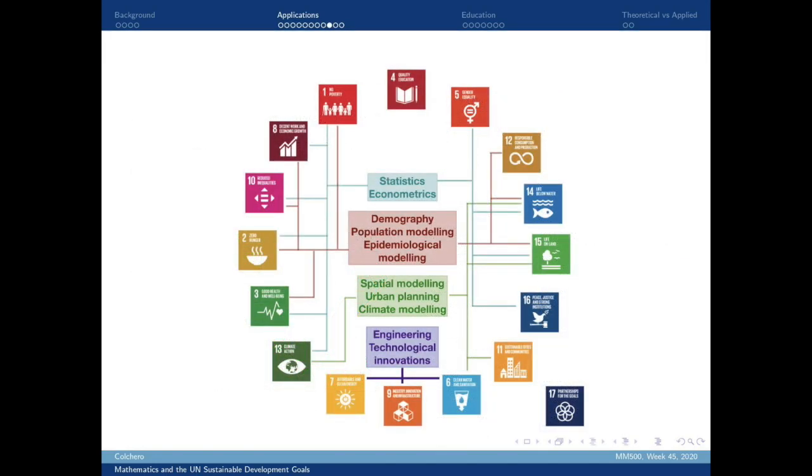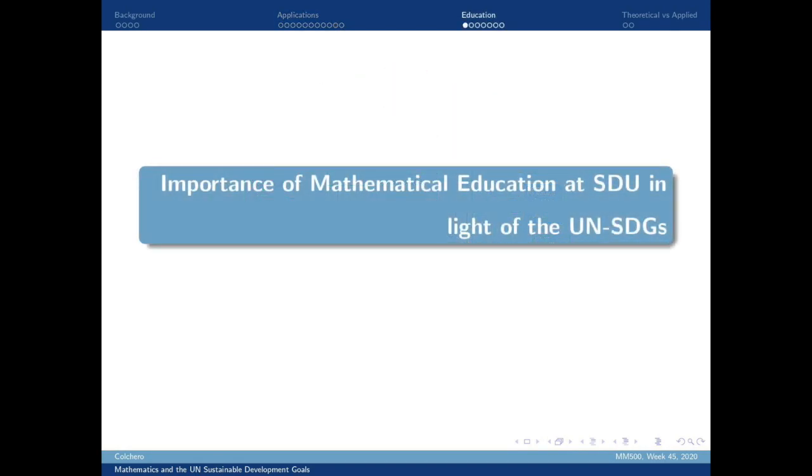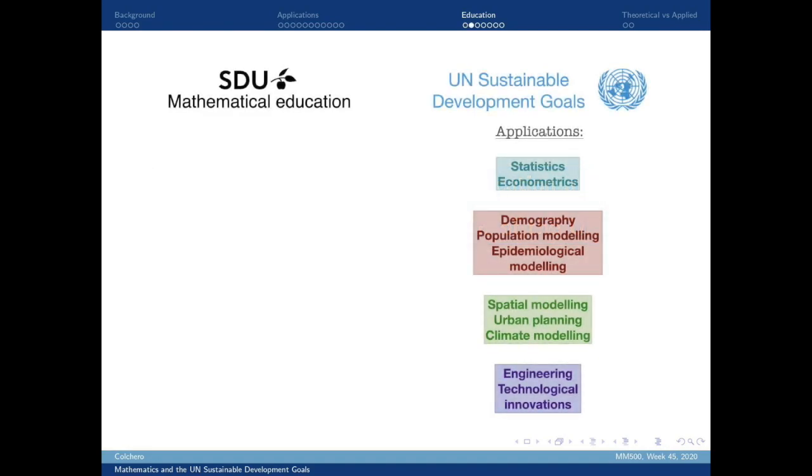Another branch of the applications of mathematics to the UN Sustainable Development Goals is tightly related to engineering and technological innovation. Any technological advance today requires a deep understanding of mathematics. And last but not least is mathematical education. To successfully achieve the UN Sustainable Development Goals, we need the most qualified mathematical professionals we can produce. Here we will explore how your mathematical education at SDU will give you invaluable tools to be uniquely positioned to contribute to the UN Sustainable Development Goals.